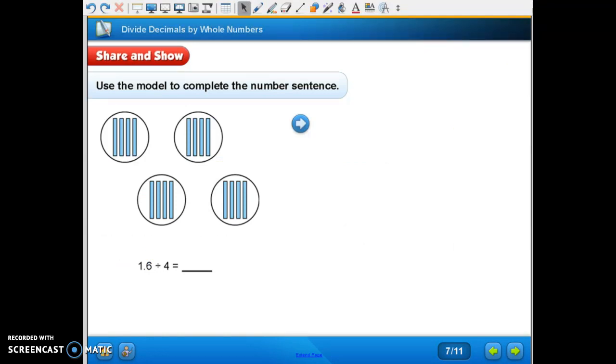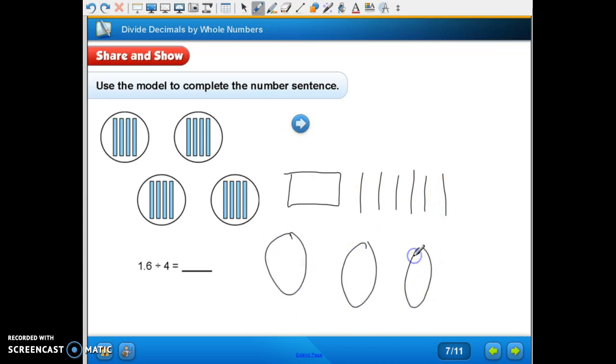Okay, now we're on share and show at the top of page 207. It says use the model to complete the number sentence. 1 6/10 divided by 4. If I had 1 whole, could I divide that among 4 groups? Did I have 4 wholes to put in each group? No. If I have 1 whole square and 6/10, I can have 1 whole, and I'm going to divide it among 4 groups. I have 4 ones to move down and put in each group.